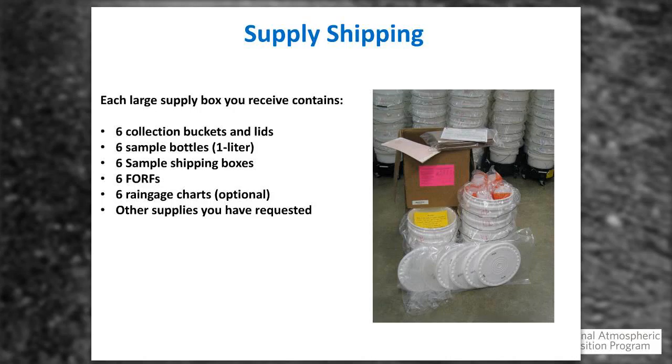You should have 6 collection buckets and lids, 6 of the 1 liter sample bottles, 6 shipping boxes, 6 of the field forms. If you're still operating the old strip chart Belfort recorder, you get 6 rain gauge charts and other supplies you may have requested.